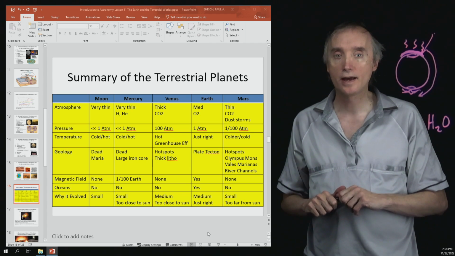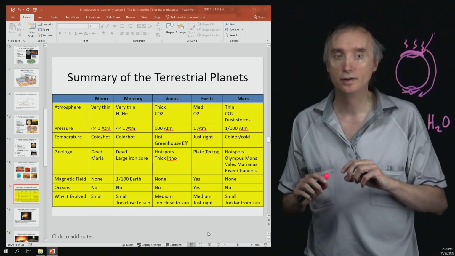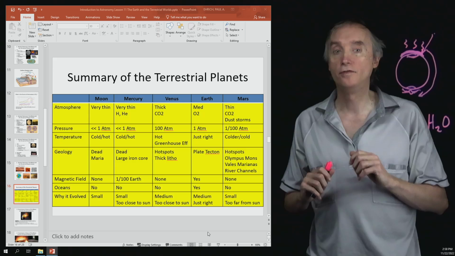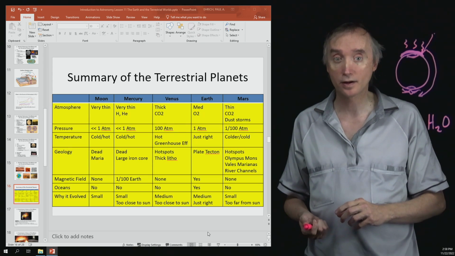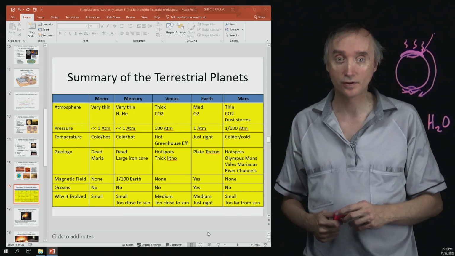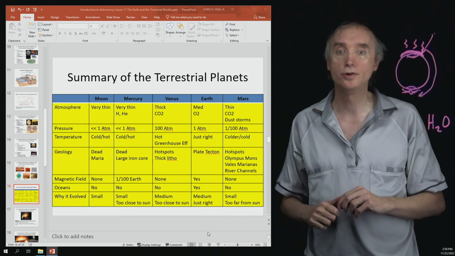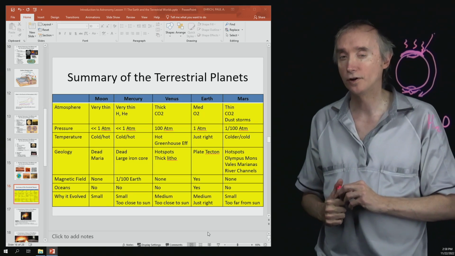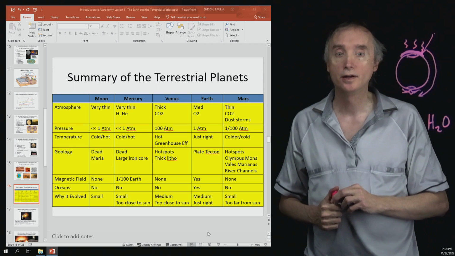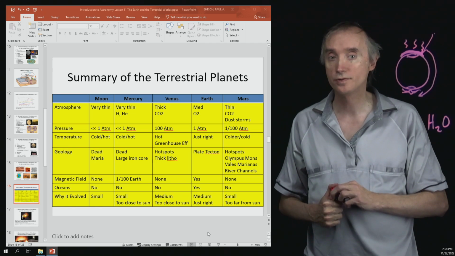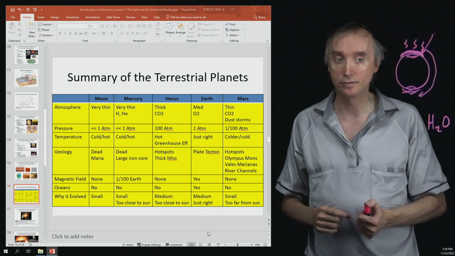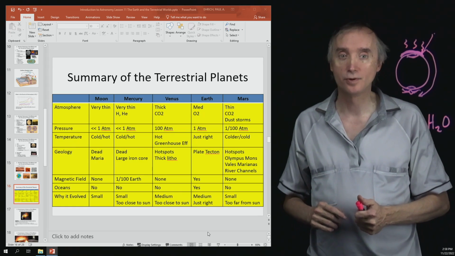Okay, now let's take a look at Venus. It has a very thick atmosphere composed of carbon dioxide, very high pressures because it does have the thick atmosphere, very hot because it does have the thick atmosphere, the greenhouse effect. It does have hot spots, but no plate tectonics, very thick lithosphere, no magnetic field to speak of, and then no oceans. And why did it end up the way it did? Too close to the sun. Okay, we'll talk about that in just a moment.